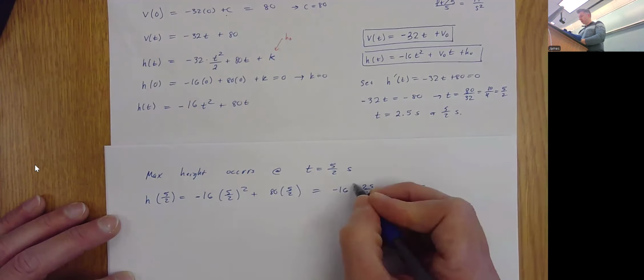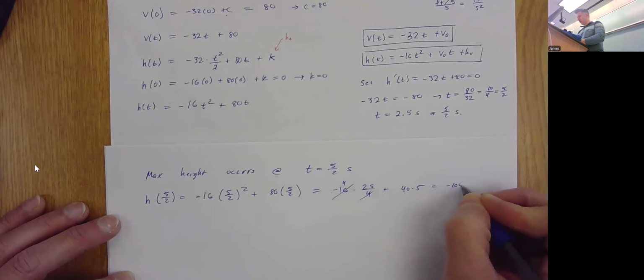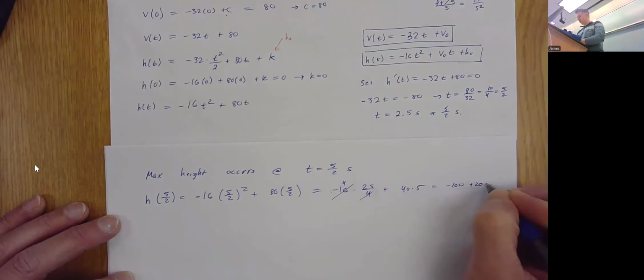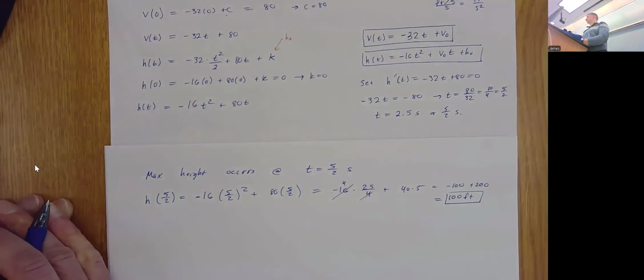So we can cancel a 4 here and a 4 here. -4 times 25 is -100. 40 times 5 is 200. So we're reaching a height of 100 feet. That is the maximum height of this particular ball thrown at this velocity.